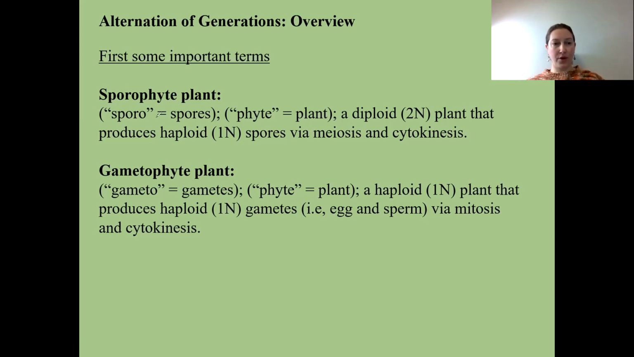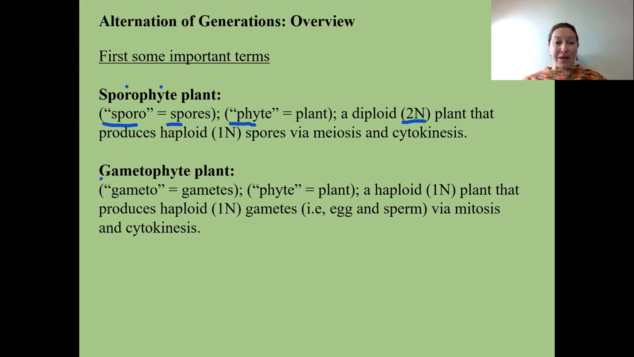To help you learn these more complicated words, I like to break them down. Sporo refers to spores and phyte means plant. So this is a plant that makes spores. Sporophyte plants are diploid, and they are the ones that make spores, which are haploid. It's a sporophyte plant, a plant that makes spores.